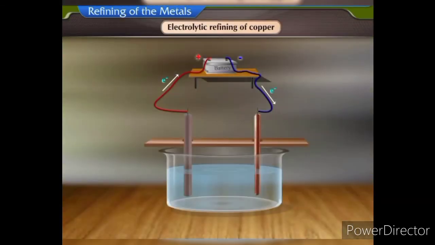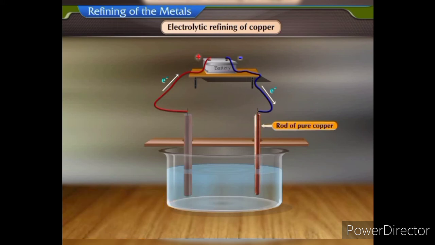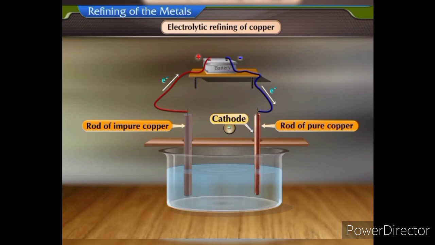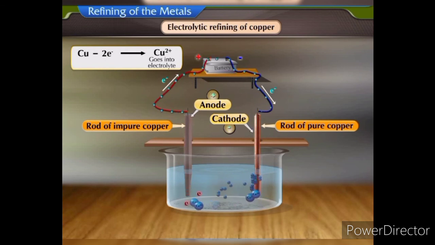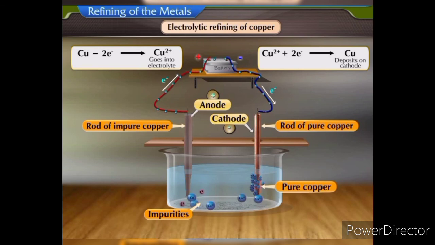Consider the electrolytic refining of copper. The electrolyte taken is a solution of pure acidified copper sulfate. Pure copper metal is taken as the cathode or the negative electrode, while an impure strip of copper is taken as the anode, which is the positive electrode. When electric current is passed, copper from the anode goes into the solution, while an equivalent quantity of copper ions from the electrolyte gets deposited on the cathode. In this manner, pure copper is obtained at the cathode.